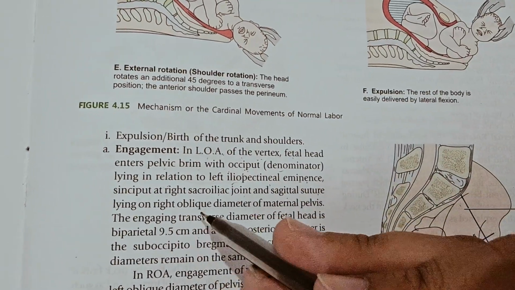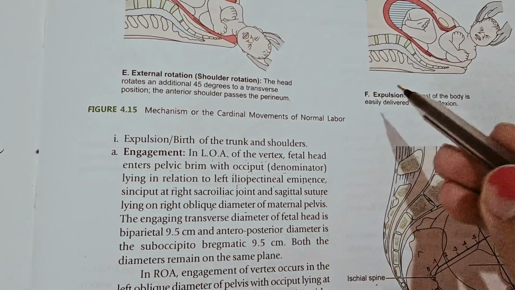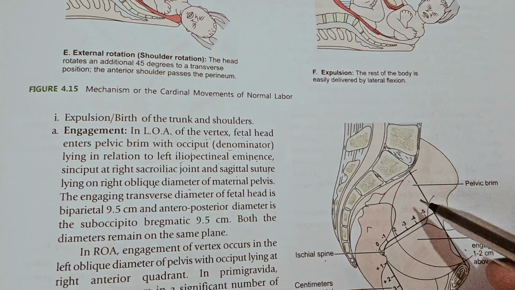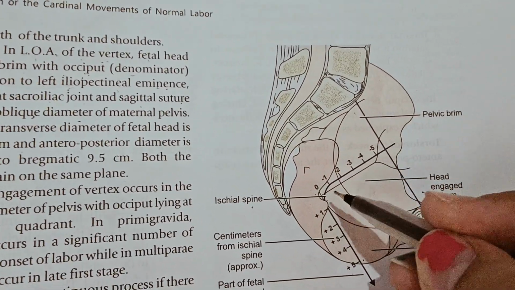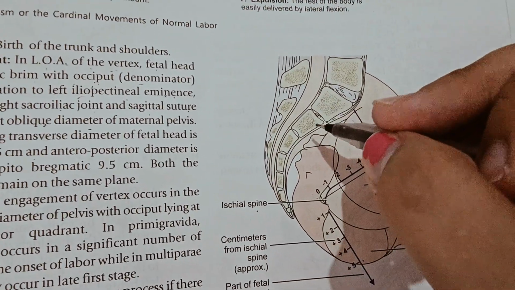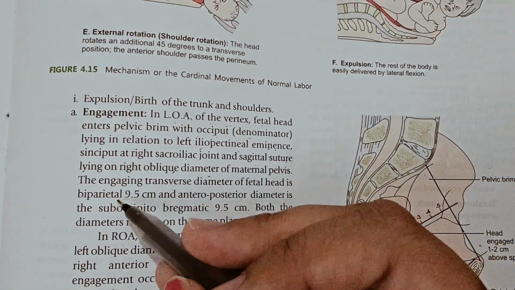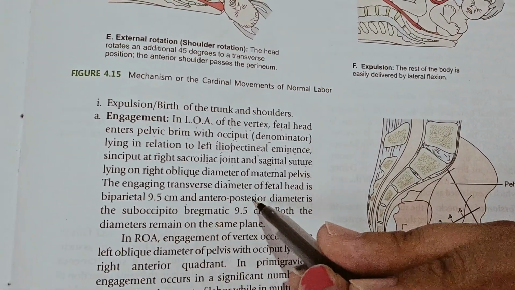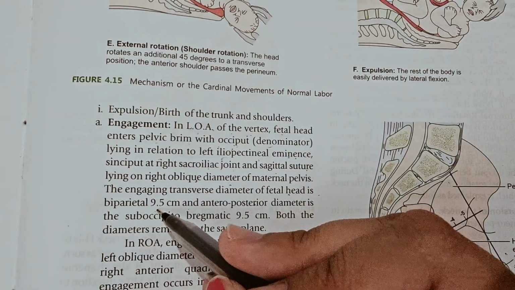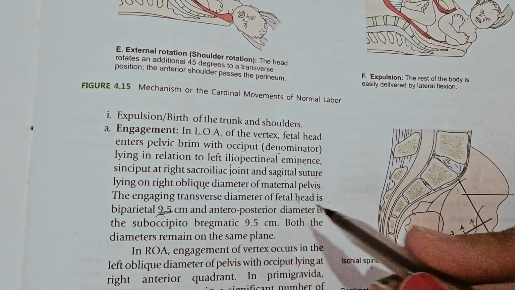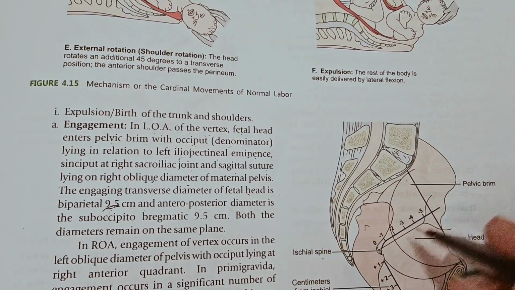Okay, and lying in right oblique diameter. First it goes in an oblique side, as you can see, then it goes in a transverse side and covers the whole area. The engaging transverse diameter of the fetal head is biparietal, approximately 9.5 centimeters.